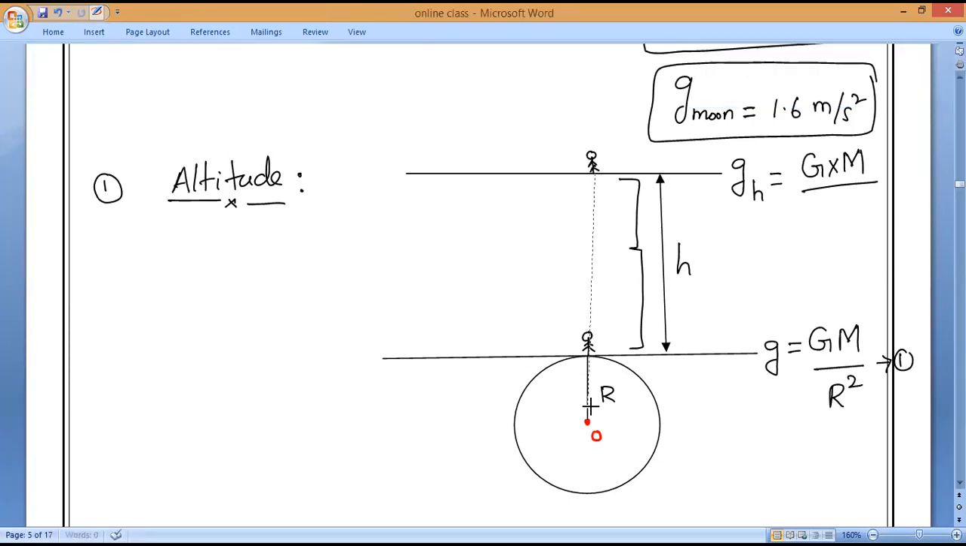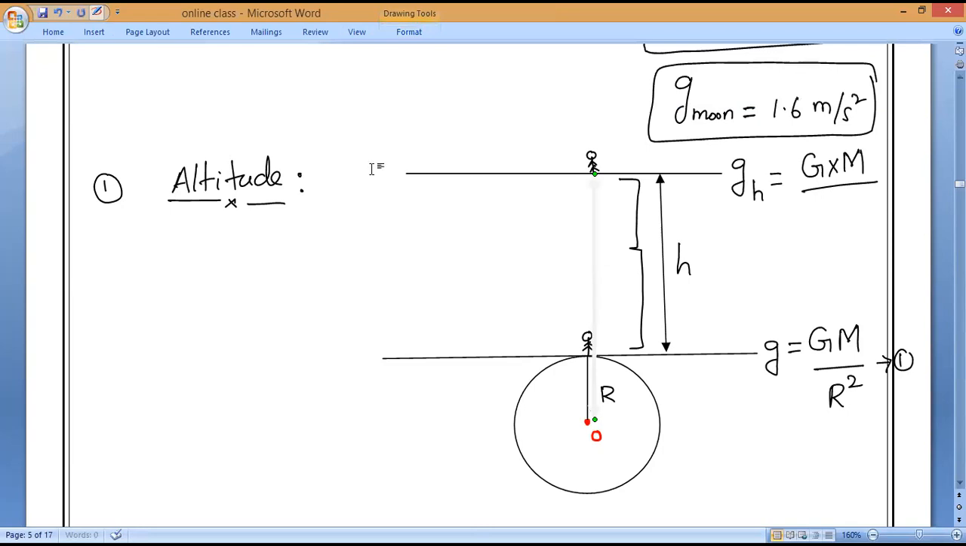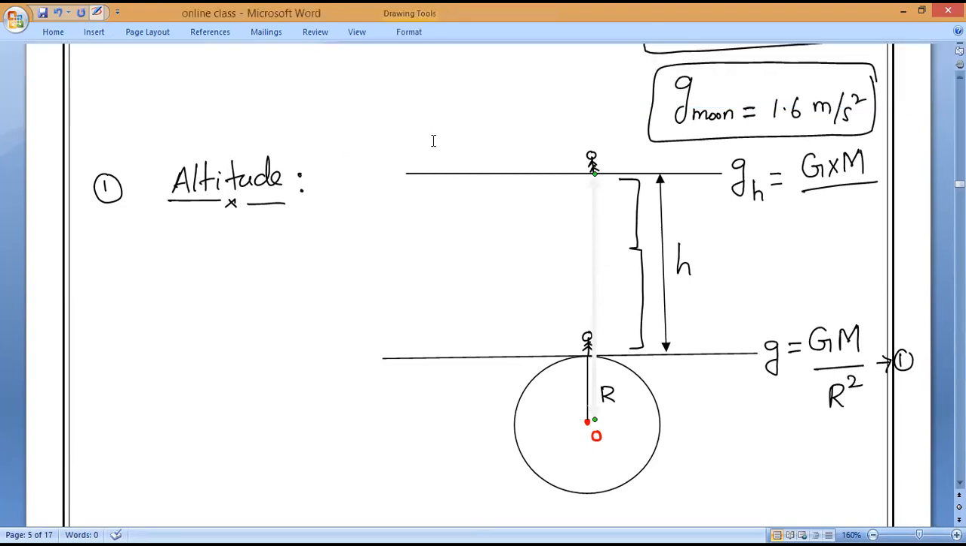So, this is what I will draw. This is the total distance. The total distance is the sum of two things. What is that, anybody? R plus H. R plus H. Yes or no? That is what you should understand.